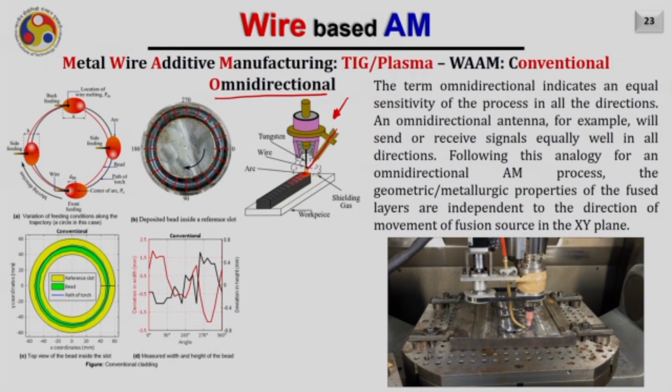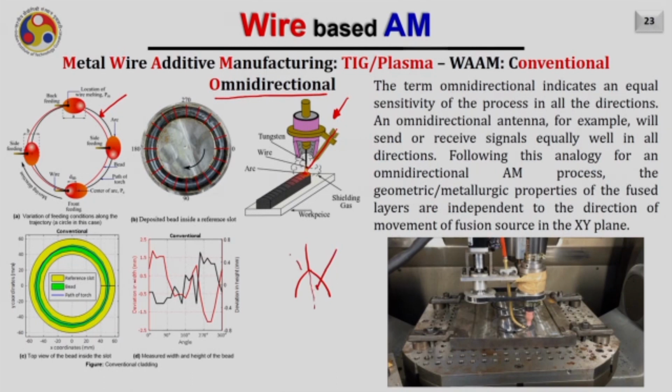Now assume that the wire is getting fed from the side and you are moving on a circular trajectory. This black color trajectory that you are seeing here is the motion of the tungsten. This is the trajectory corresponding to the tungsten, and your wire is not melting exactly at the center of the tungsten. We have already seen that, right? It is slightly offset from this, so maybe at this location.